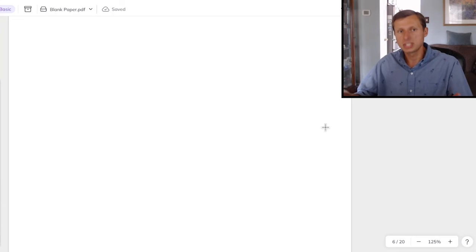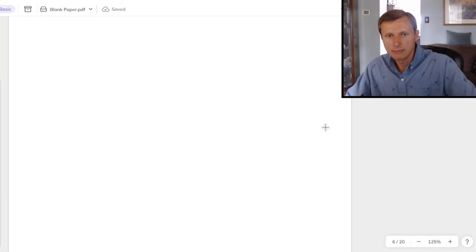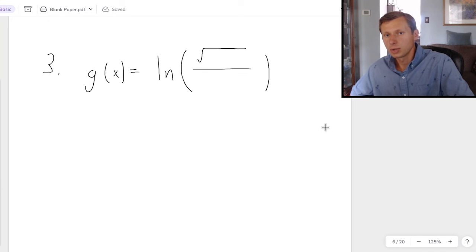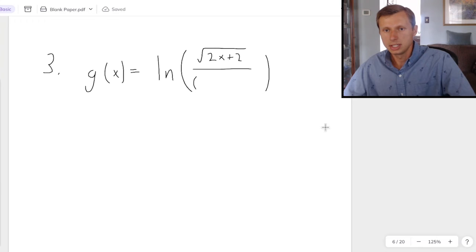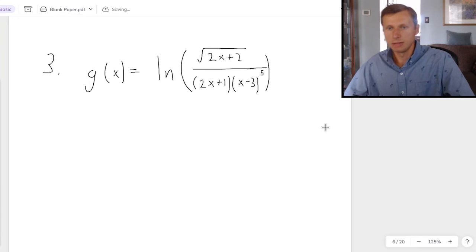Now just one more example today. This will obviously be the hardest one, but that's okay. I have in the numerator the square root of 2x plus 2, and in the denominator I have 2x plus 1 times the quantity x minus 3, and the whole x minus 3 is to the 5th power.